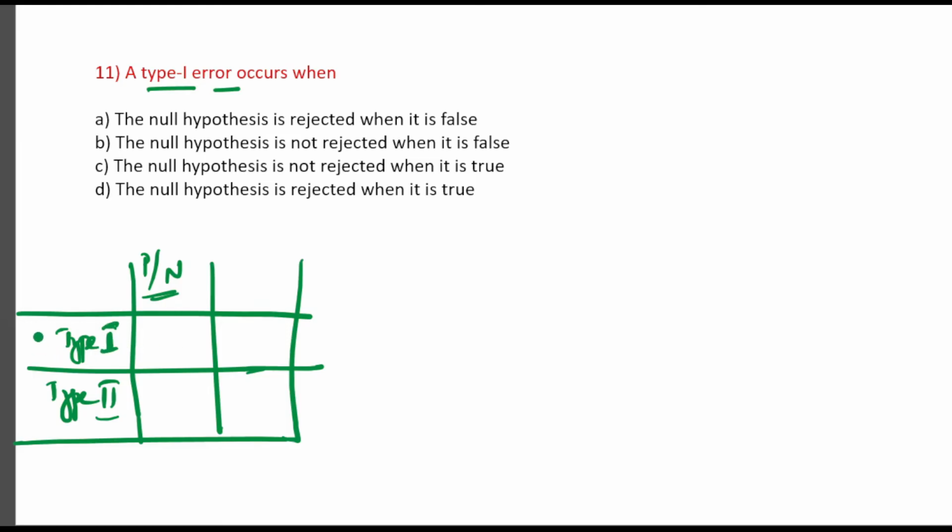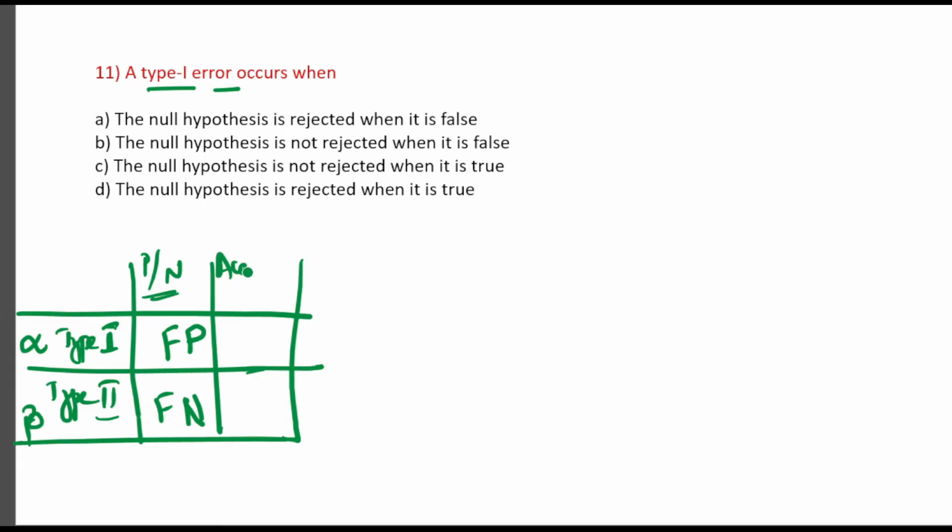How will you write? Type 1 error is also called alpha. Type 2 is also called beta. So this is 1, you write as 1, and this is 2, you write as 2. So how will you convert it? You convert type 1 into positive, and you convert type 2 into negative. What are they? Both of them are false positives and false negatives.